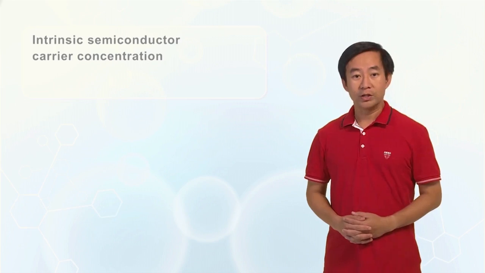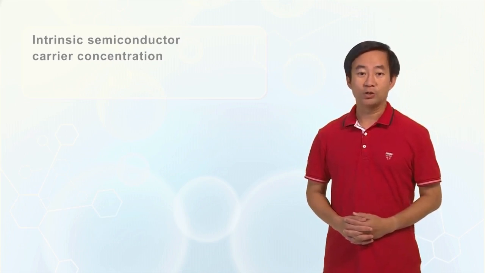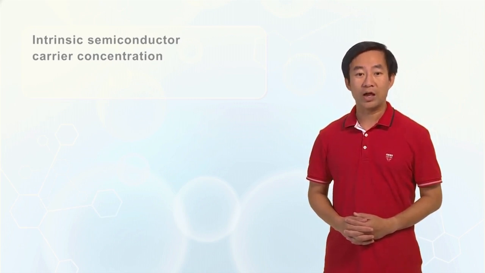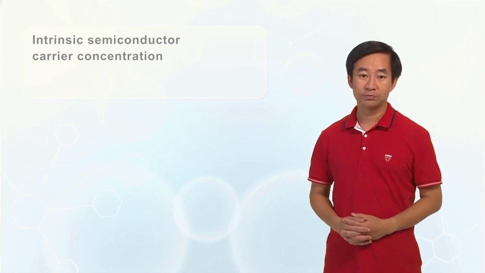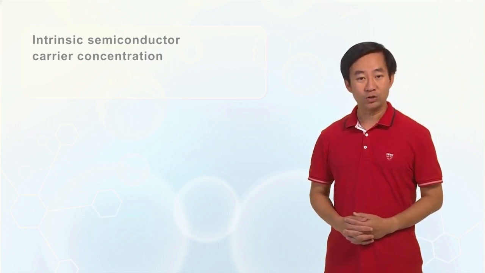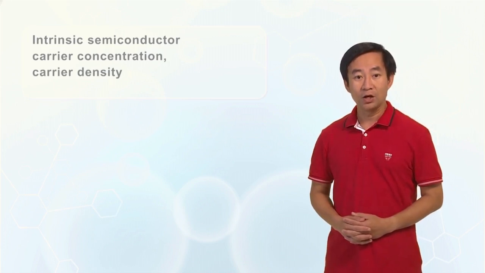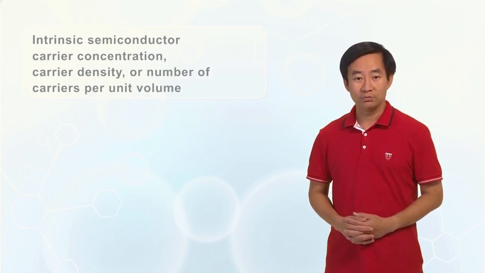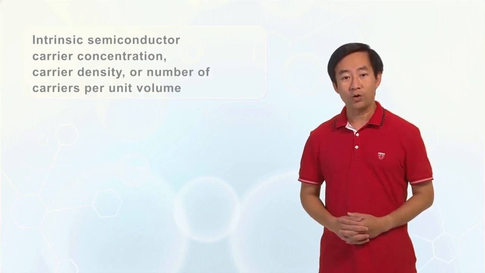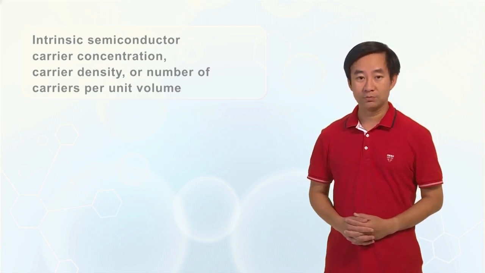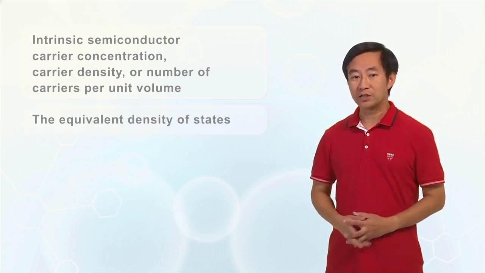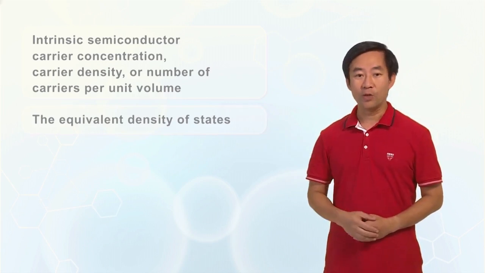Later in this course, you will notice that a lot of the applications of semiconductor devices are achieved by electrically changing the carrier concentration at the particular locations in the material. To calculate the carrier concentrations, or carrier density, or the number of carriers per unit volume, which are the same thing, two new concepts have to be introduced. They are the equivalent density of states and the Fermi-Dirac statistics.